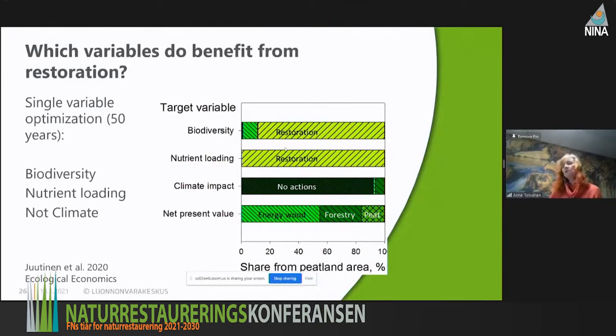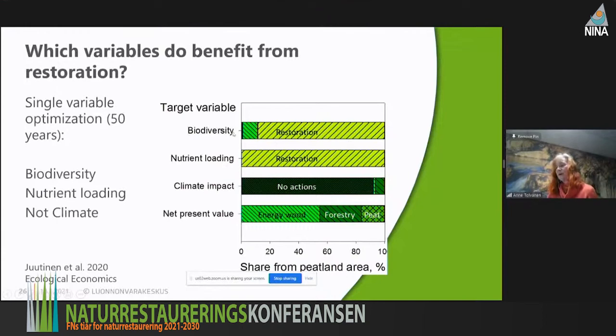If we only concentrate on single target variables, which we want to maximize the benefits, here we can see, and the time perspective in the simulations is 50 years, that if we want to maximize the biodiversity benefits from peatlands, we would restore over 80% of them. So in the x-axis, you see the share of peatland area.